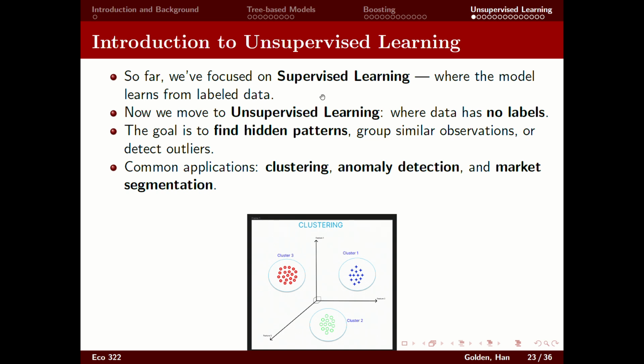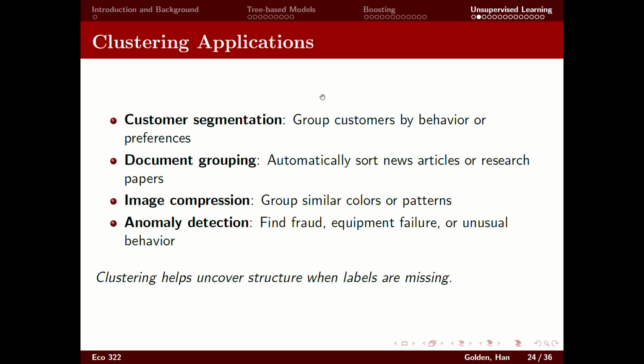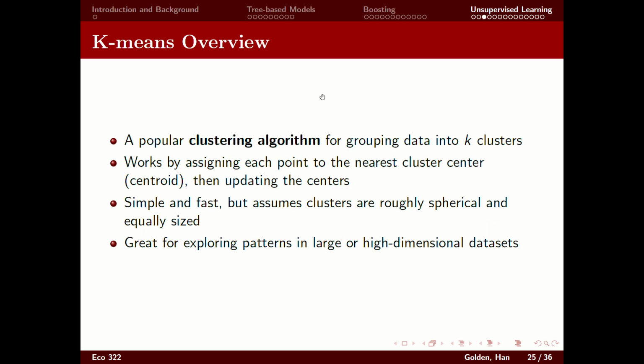So this is common for clustering, anomaly detection, and market segmentation. Because for segmentation, we group customers by behavior or preferences. Document grouping is pretty common in natural language processing, where we automatically sort news articles or research papers. Image compression groups similar colors or patterns, and anomaly detection finds fraud, equipment failure, unusual behavior. Clustering helps uncover structure where labels are missing.